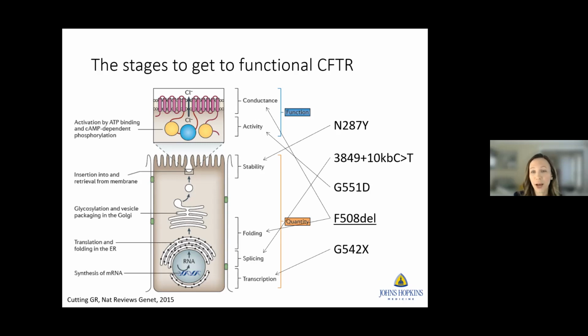Of course, as you can imagine, with so many different variants reported in CFTR, you could have a variant that affects one or many of any of these steps to get to functional CFTR. And so I've shown just a few examples here. I've underlined the most common variant, F508del, which most people know as Delta F508, and shown you that this actually has multiple impacts. So its main defect has to do with folding, but it also affects conductance and probably a little bit of gating. That's the channel opening and closing.